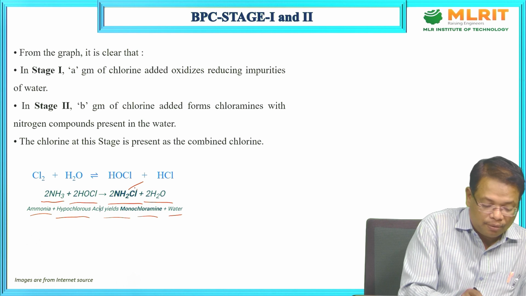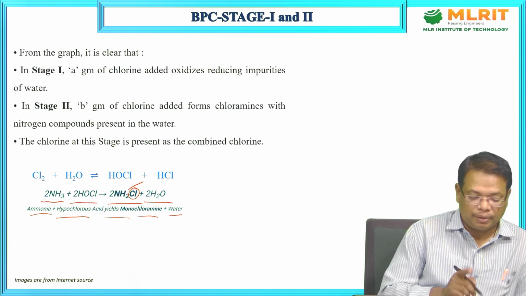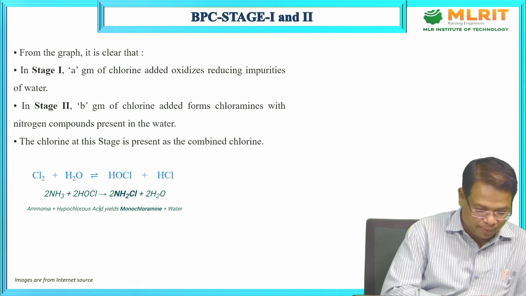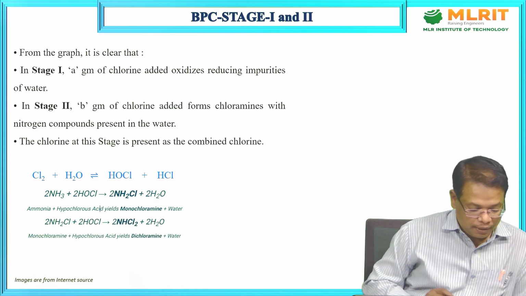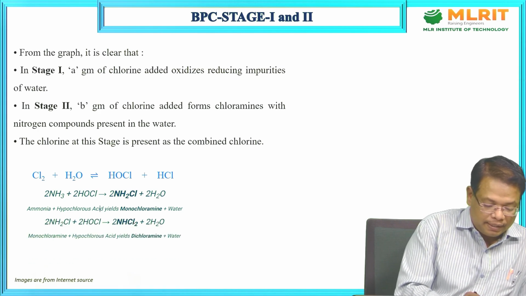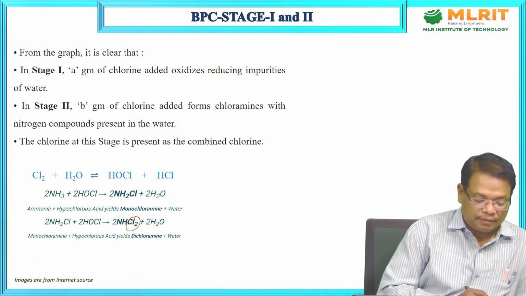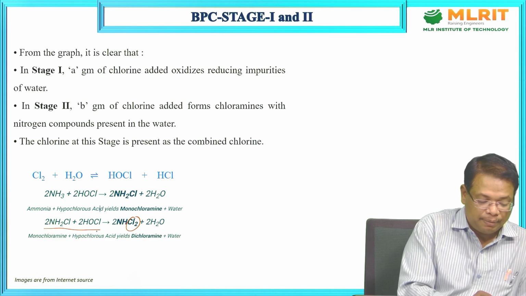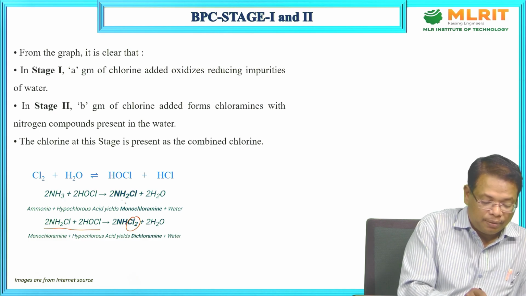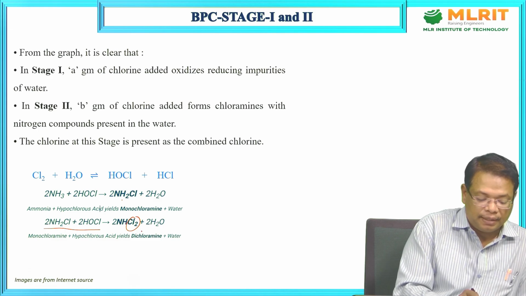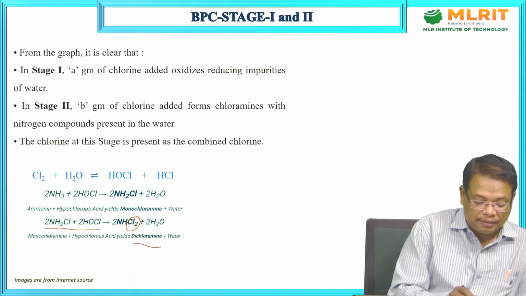This is the monochloramine. One chlorine is added to the ammonia. Next, this is the dichloramine. Here again the same reaction will happen: 2NH2Cl plus HOCl will give you 2NHCl2. This is a dichloramine.